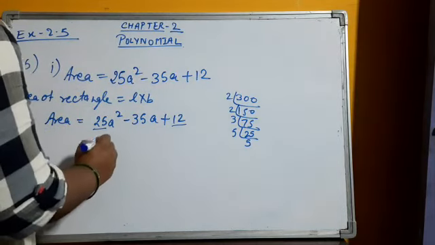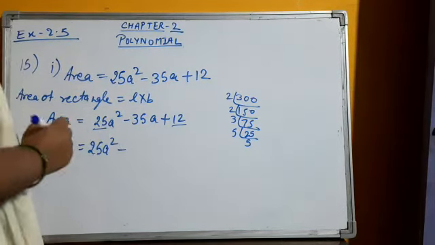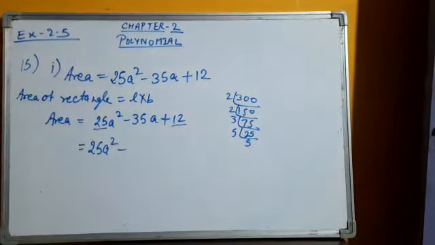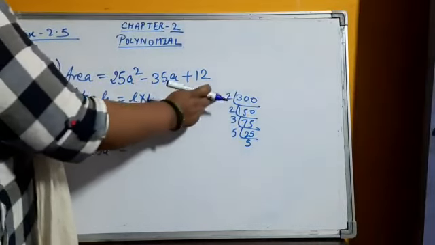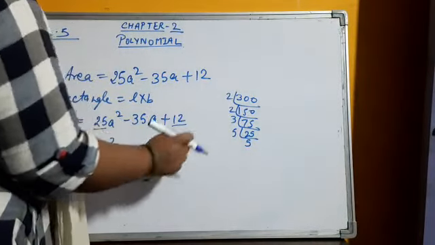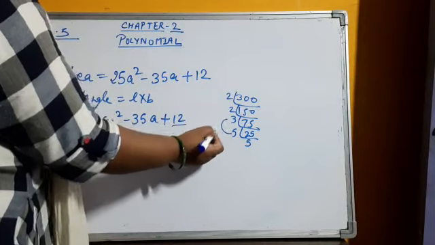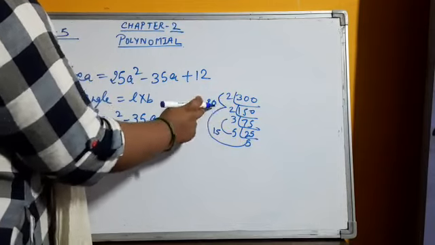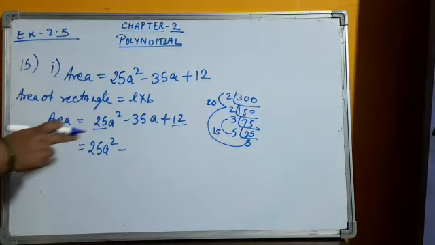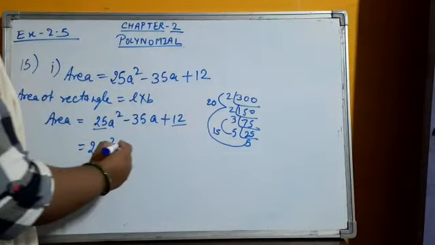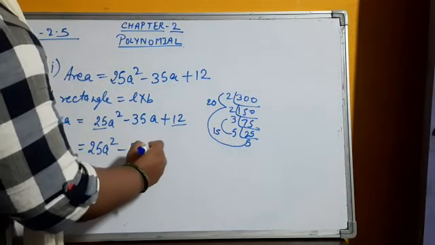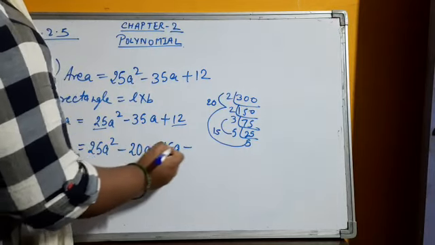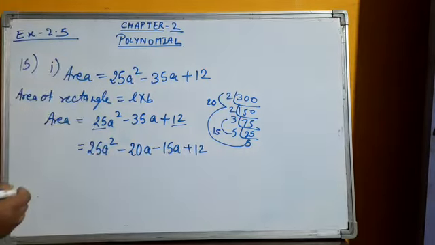So for that, see what we can do. We can use these numbers 2, 2, 3, 5, 5. So if you see, 3 into 5 is 15, 2 into 2 is 4, and 4 multiplied by 5 is 20. 20 plus 15 is 35, but here −35a is written, so we can write −20a − 15a + 12. Now let us take out common.